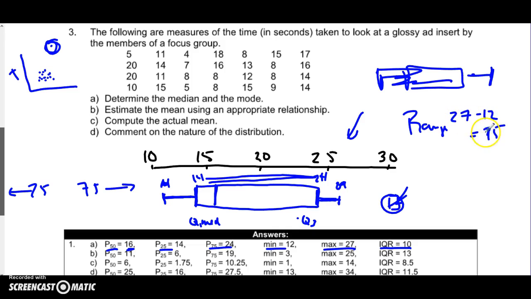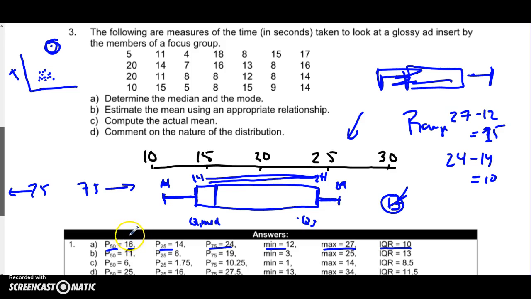So the difference between top and bottom, that's your range, how spread out the data is. The interquartile range is, from the first quartile to the third quartile, how much room do I have? And 24 minus 14 is 10. That's the interquartile range.